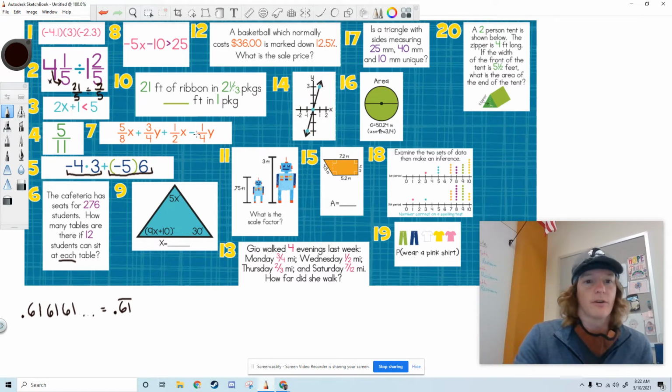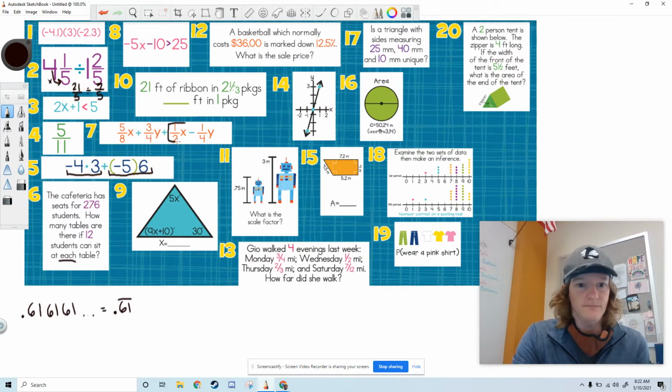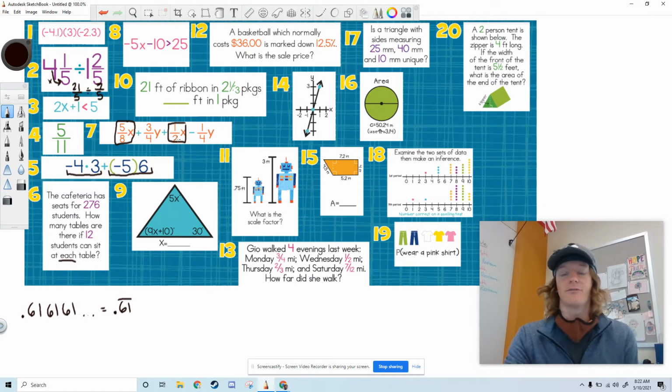Number 7, we're going to combine like terms. We have two terms that include an x. We can add these together. So you're going to need to do 5/8 plus 1/2. Well, in order to do that, you're going to have to change a half to eighths, so you have a common denominator.